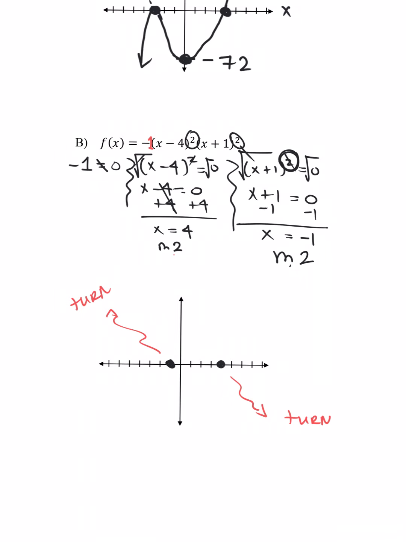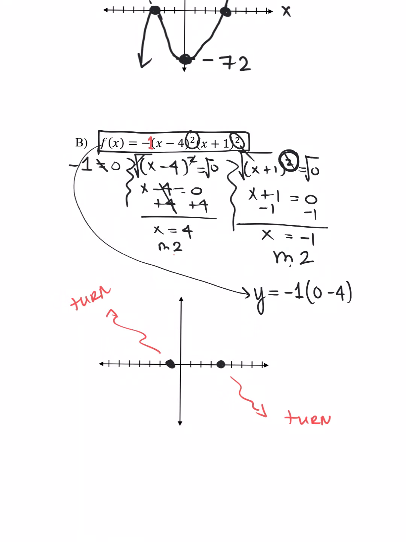All right, and then let's find my y-intercept. So I'm going to just take that equation, and everywhere I see an x, I'm going to replace it with 0. So I have y equals negative 1, and then instead of x minus 4, that'll be 0 minus 4. Don't forget your squareds. And then 0 plus 1, and don't forget your squared. So I have negative 1, and then negative 4 squared, and then 1 squared. So that's negative 1, and then negative 4 times negative 4 is positive 16, and then 1 squared is 1 times 1, which is positive 1. And then let's multiply all of that together, and I'll get negative 16.